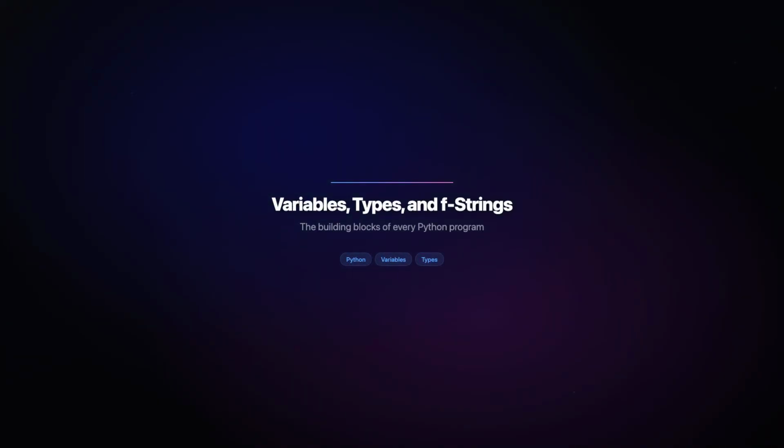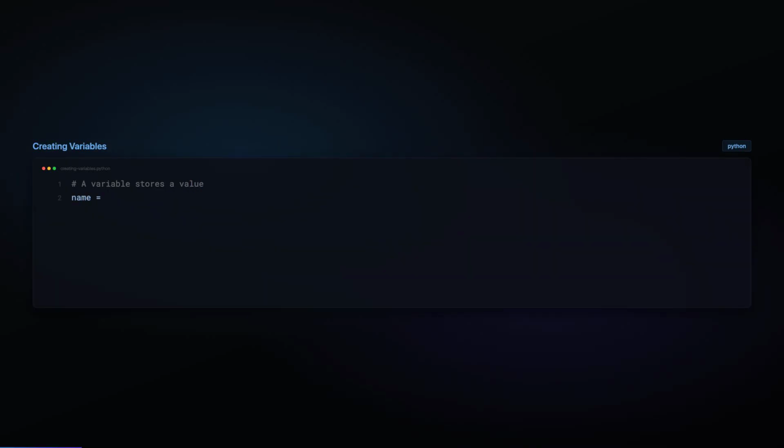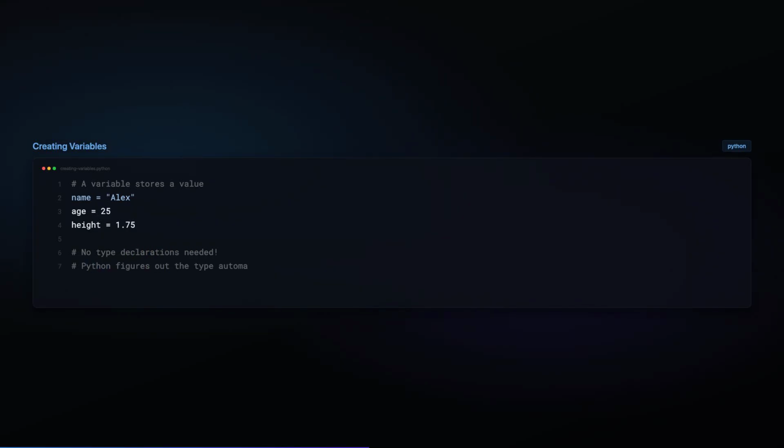Variables, types, and f-strings. Variables are the building blocks of every Python program. A variable stores a value. In Python, you create one by assigning a value with the equals sign.